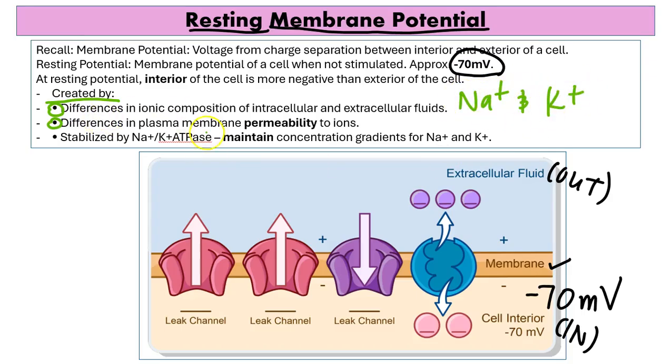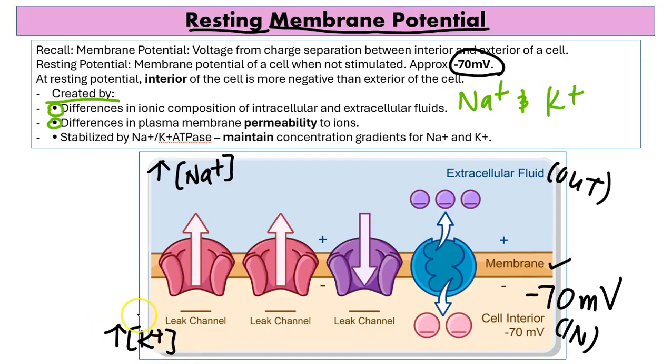Now, when it talks about difference in ionic composition, remember we said that when you're talking about sodium, sodium is always going to have a higher concentration on the outside of the cell. Every time you see anything within these little brackets here, that means you're talking about concentration. And then we also said that the potassium is going to have a higher concentration inside the cell.